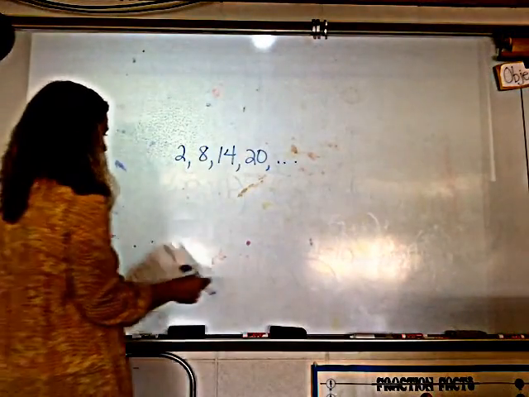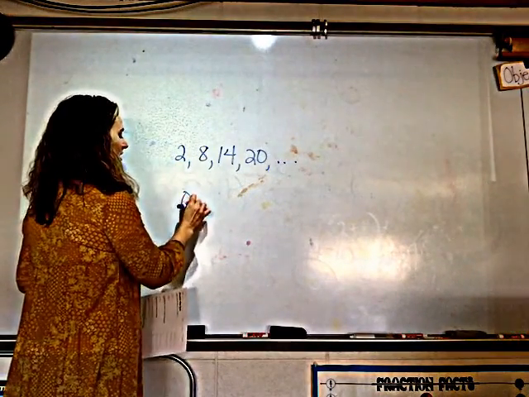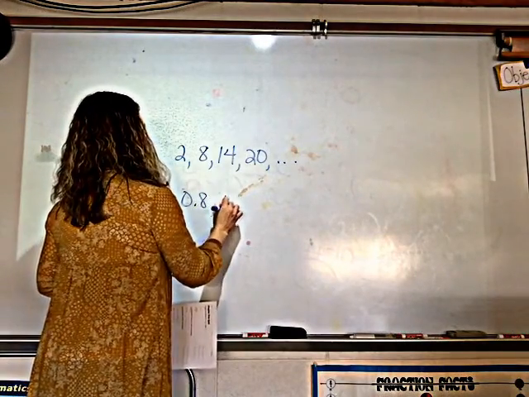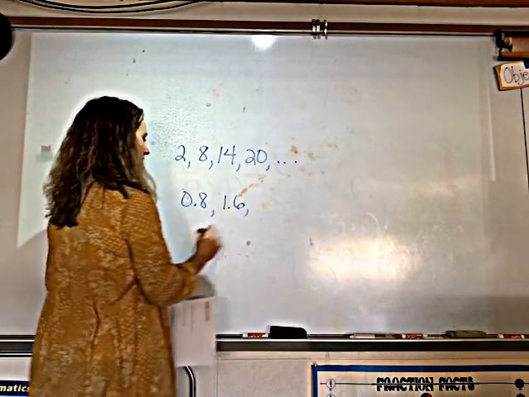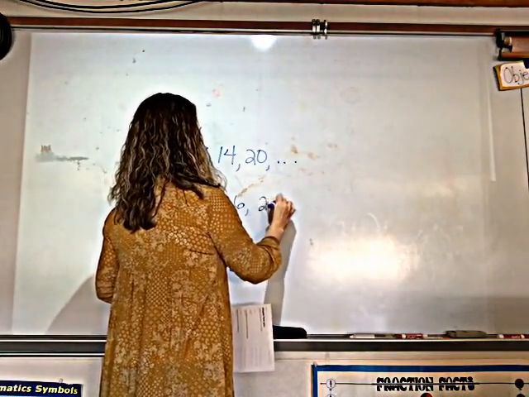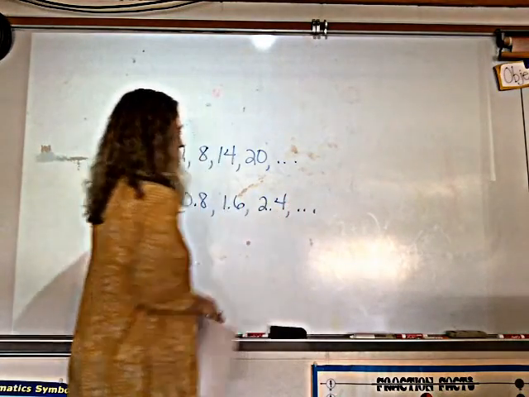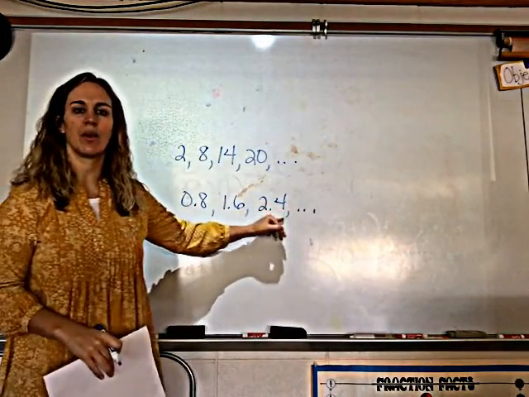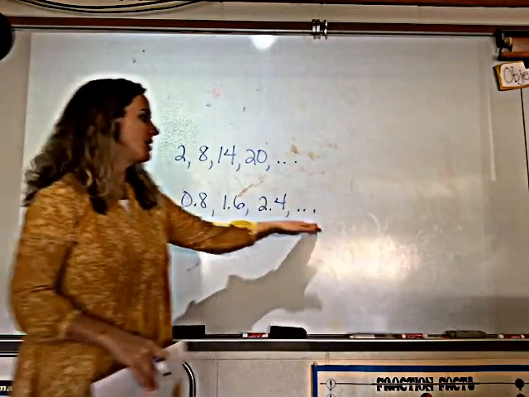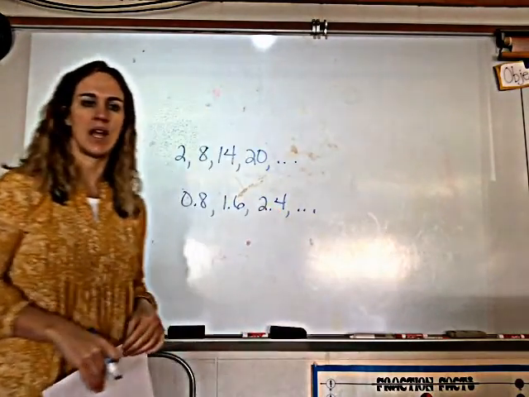Another example, 8 tenths, 1.6, 2.4. Okay, what's happening or what is your relationship? Describe that. And then what are your next 3 terms?